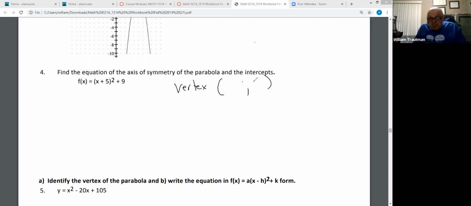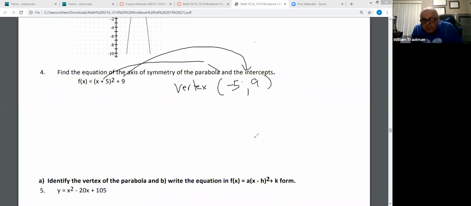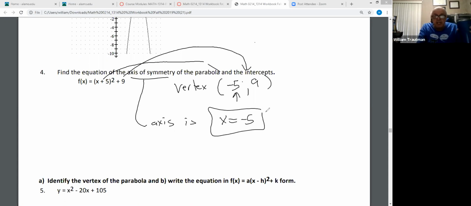Nobody wants to be the first to type it in? Okay, there we go. Yes, it's always the opposite sign in here for the x. It's a positive 5, so we put the opposite sign, -5, and it's always the same sign here. This is the vertex. If you have the vertex, then the axis of symmetry is x equals whatever the x value is, -5. So the answer to number 4 is x equals -5.